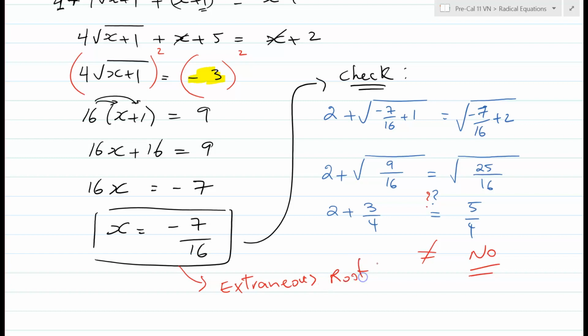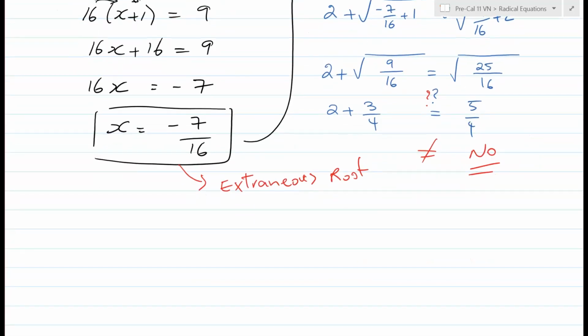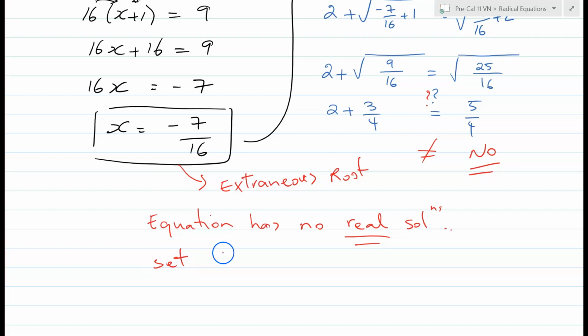That means that this radical equation has no real solutions. And when I say real, I mean over the set of real numbers, and the set of real numbers is everything that you know. This equation does have a solution. It's just that it's not based on the set of real numbers. It's based on the set of complex numbers, which is beyond the scope of this lesson.